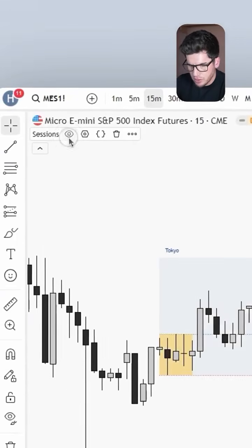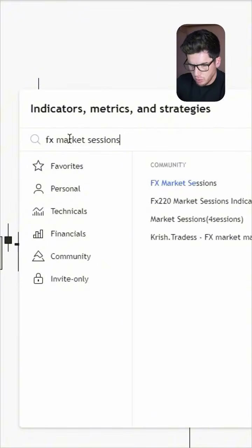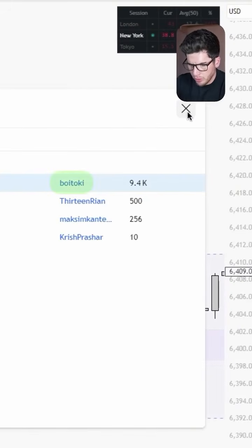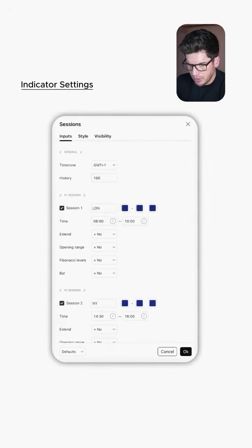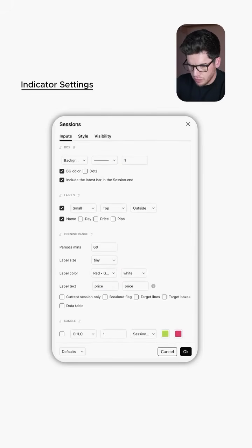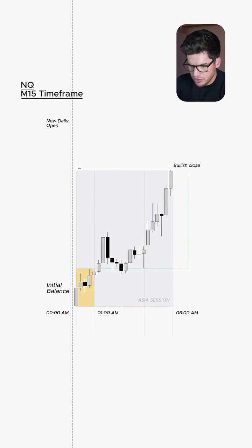So first thing you need to do is go over to the indicators tab, and you want to search FX market sessions and click on the one made by Boytoki. Open the drop down menu on the top left, and once you have that open, in the settings, input your Asia session midnight to 6 a.m. UK time. For opening range, click yes. Then scroll down to opening range and choose 60 minutes. Hit OK, and that gives you your initial balance, the first hour of the trading day.